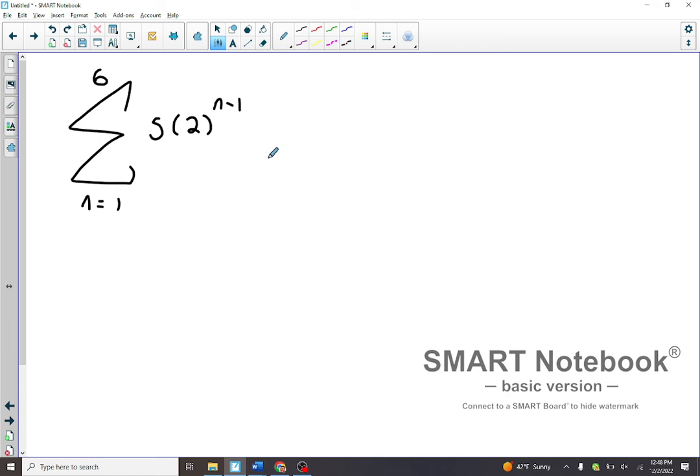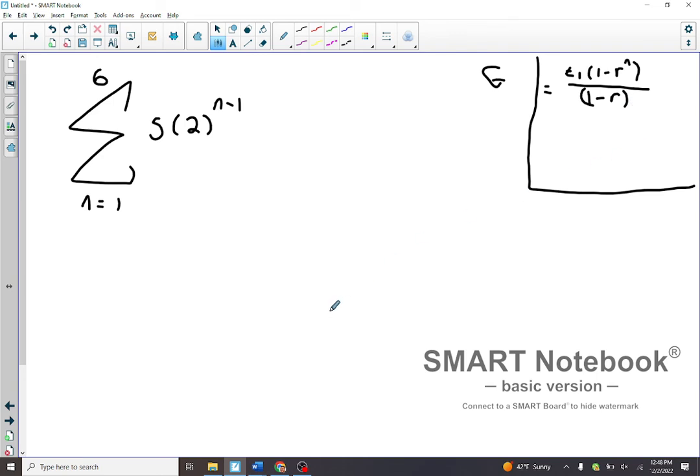So what would you do? So this one, 5, 2, 1 minus 1. The equation for this one, this is a geometric sum, is going to be, let me just remember, T1 times 1 minus r to the n power over 1 minus r. This is the formula for a geometric sigma, the sum.